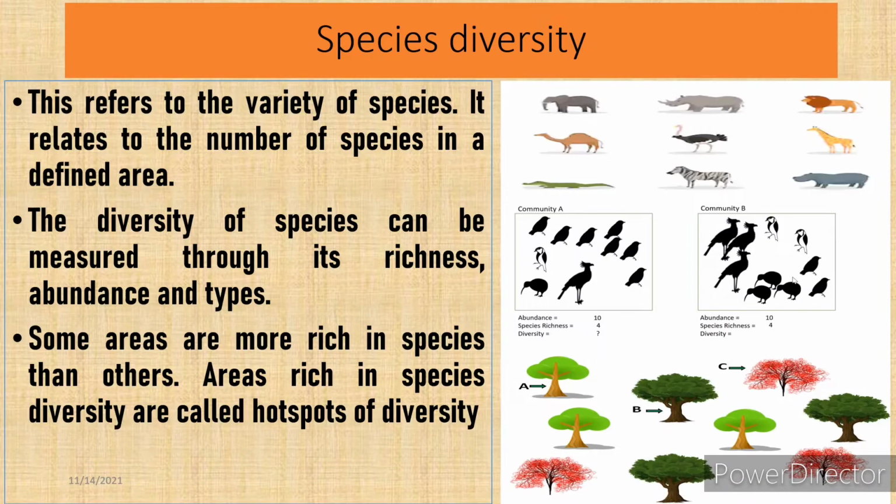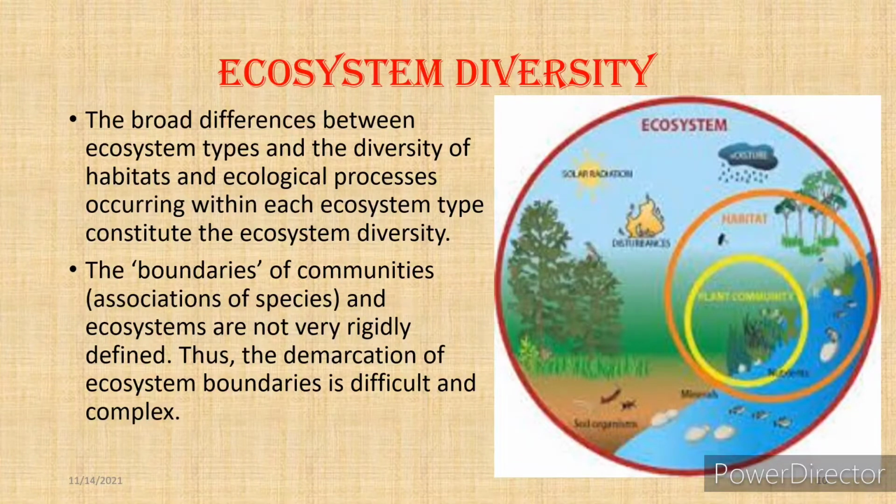Coming to species diversity. This refers to the variety of species. It relates to the number of species in a defined area. The diversity of species can be measured through its richness, abundance, and types. Some areas are richer in species than others. Areas rich in species diversity are called hotspots of diversity.